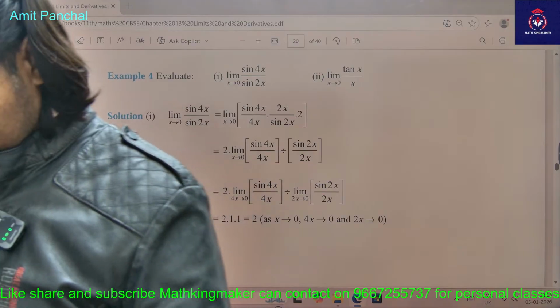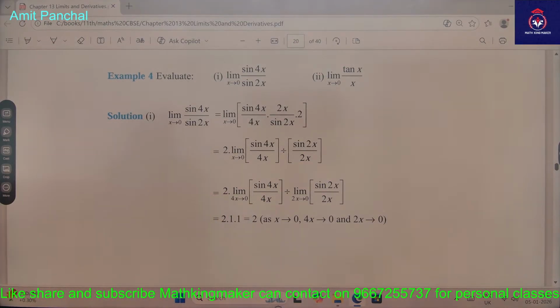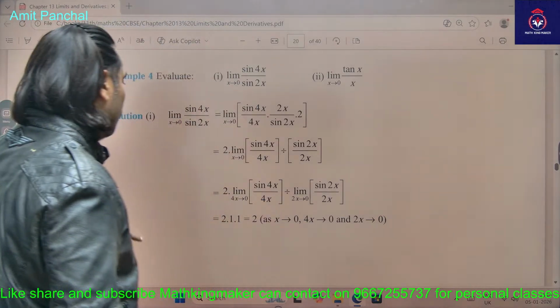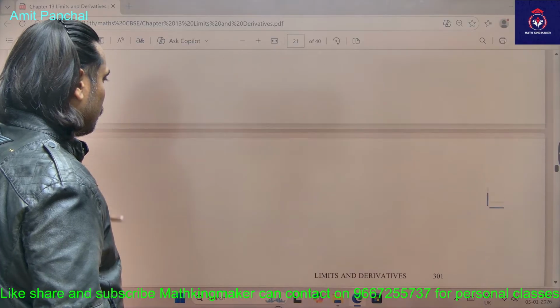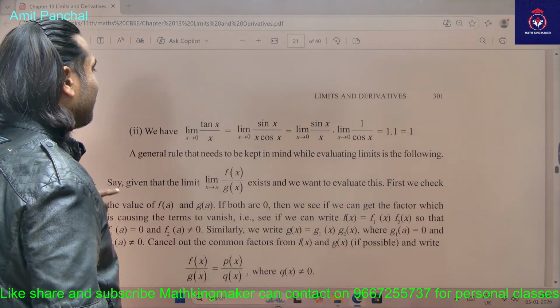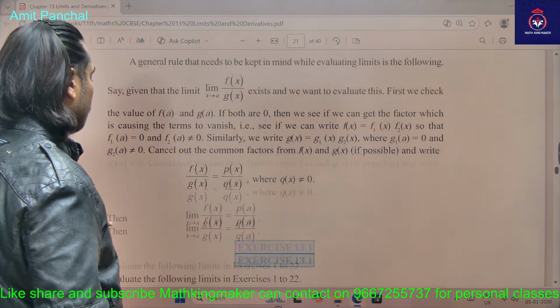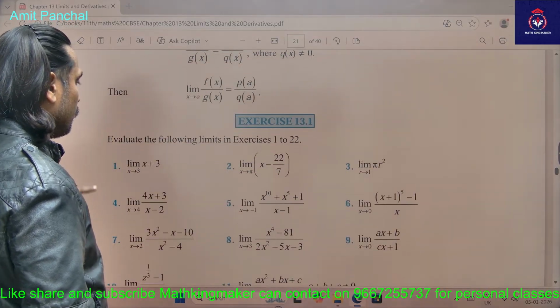So tan x by x. I'm taking it as 1 by cos x. If you put x as 0, cos 0 will become 1, so you'll get 1, isn't it? So its value will be 1. I said 1 by cos x directly because sin x by cos x becomes 1 by x into sin x by cos x, so sin x by x equals 1. So I did it like that.